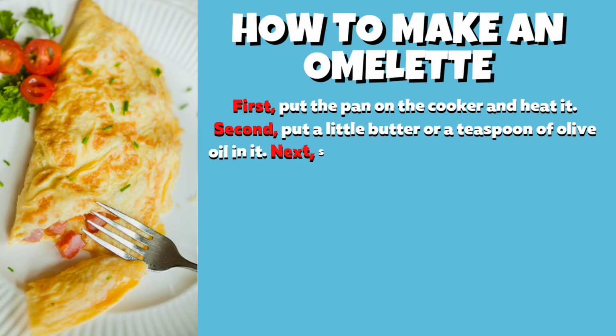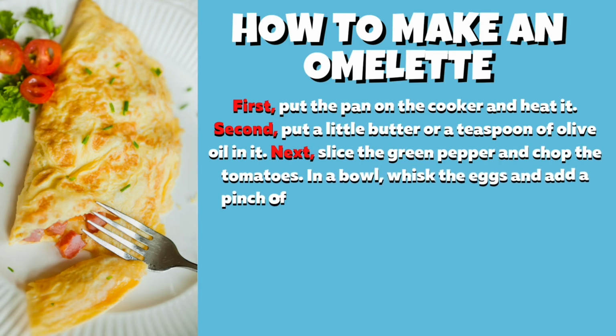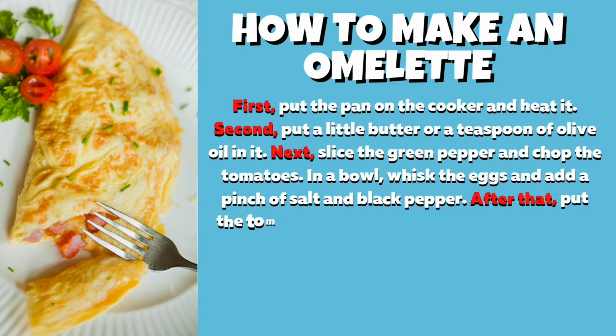First, put the pan on the cooker and heat it. Second, put a little butter or a teaspoon of olive oil in it. Next, slice the green pepper and chop the tomatoes. In a bowl, whisk the eggs and add a pinch of salt and black pepper.